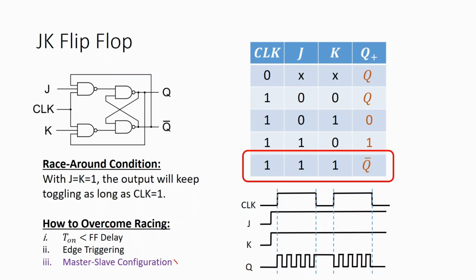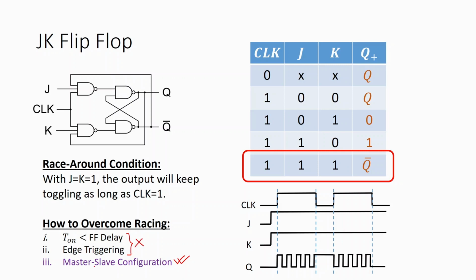This is also a valid thing that we can do, and this is actually what we will do. Why? Because we are not very certain about these two conditions. What is the flip flop delay? We don't really know. Are we able to keep the T on less than the flip flop delay? Not very certain. Edge triggering, we are constructing the edge trigger pulses. What is the width of those pulses? We are not very certain about it.